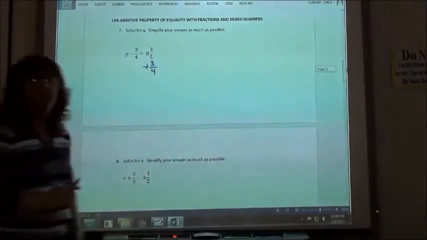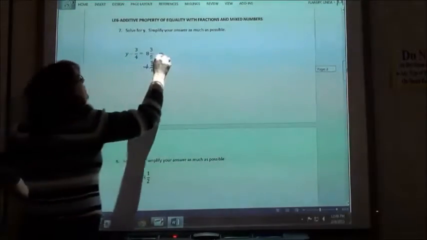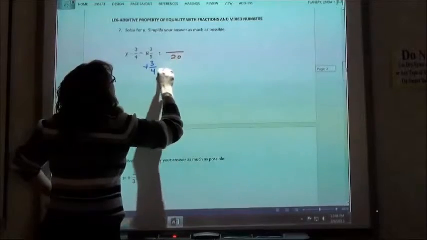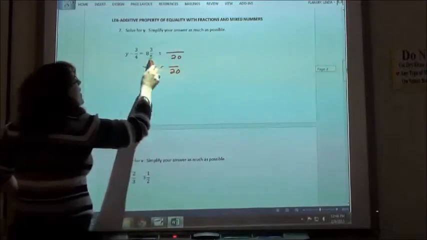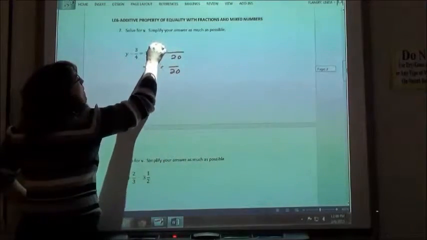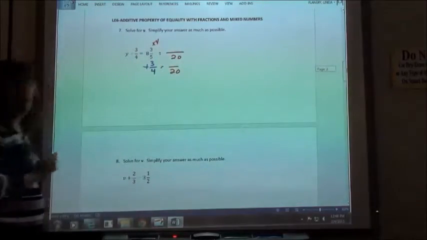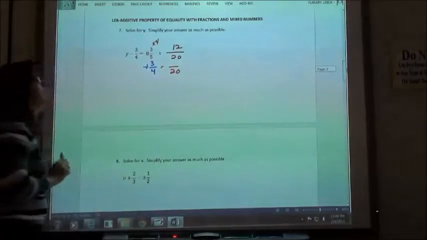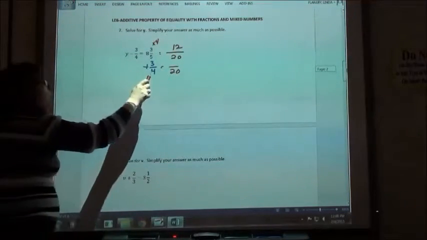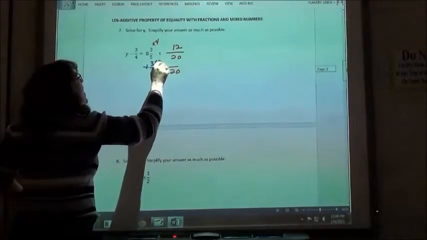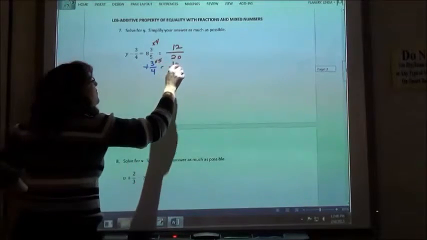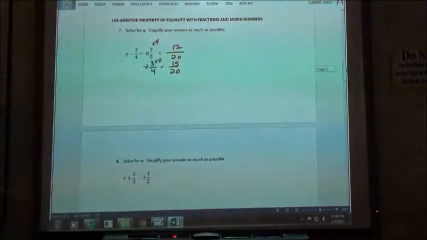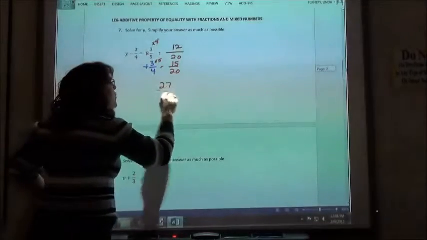My common denominator on this one is going to be 20. So making my equivalent fractions, 5 goes into 20 4 times. 4 times 3 gives me 12, so I have 12 20ths. 4 goes into 20 5 times. 5 times 3 is 15. And then I added those. 12 plus 15 is 27 20ths.